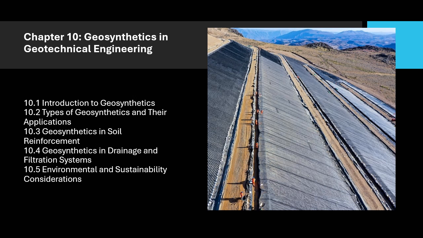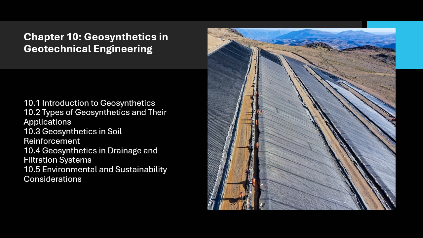2. Geomembranes. Description. Geomembranes are impermeable synthetic materials, typically made of polyethylene, PVC, or other materials, used for sealing and lining. Applications. Lining for landfills, waste containment systems, and ponds to prevent leakage. Water reservoirs and canals to control seepage.